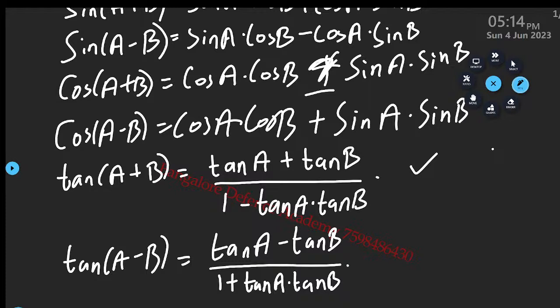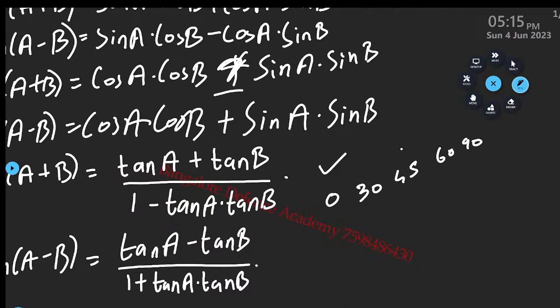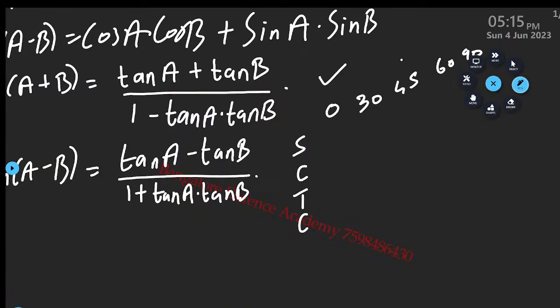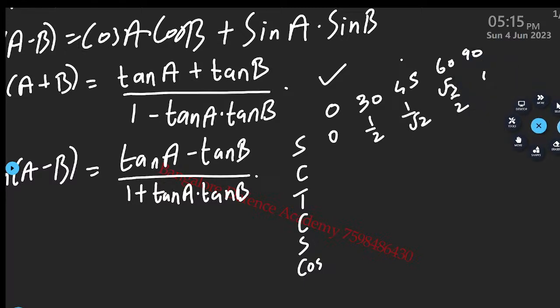Okay, next we have studied the table 0, 30, 45, 60, 90. Correct? Now here I will write sine, cos, tan, cot, then we have secant and cosecant. So now here it is 0, 1 by 2, 1 by root 2, root 3 by 2, and then 1. If you know sine, you can do cos. If you know this too, you can do tan, cot, secant and cosecant. This is all done in your 10th standard, right?